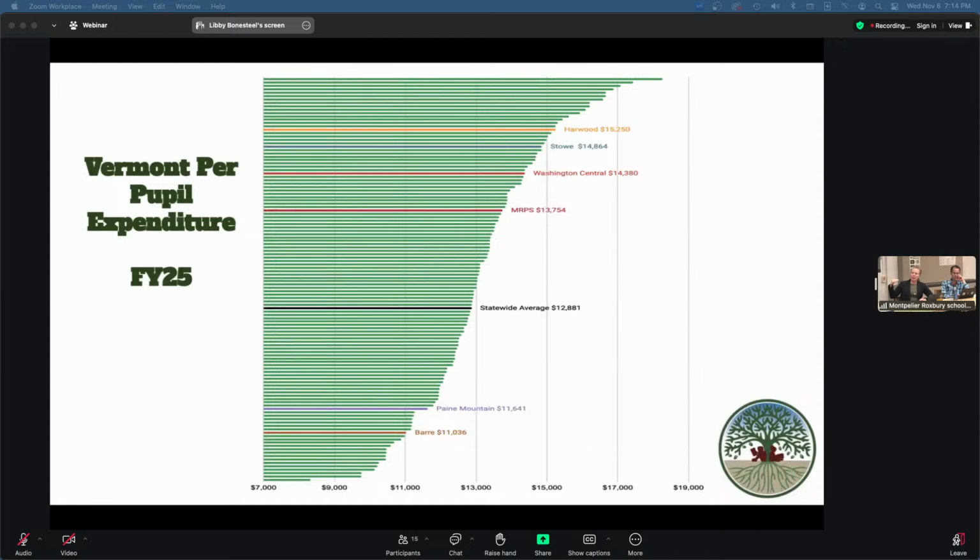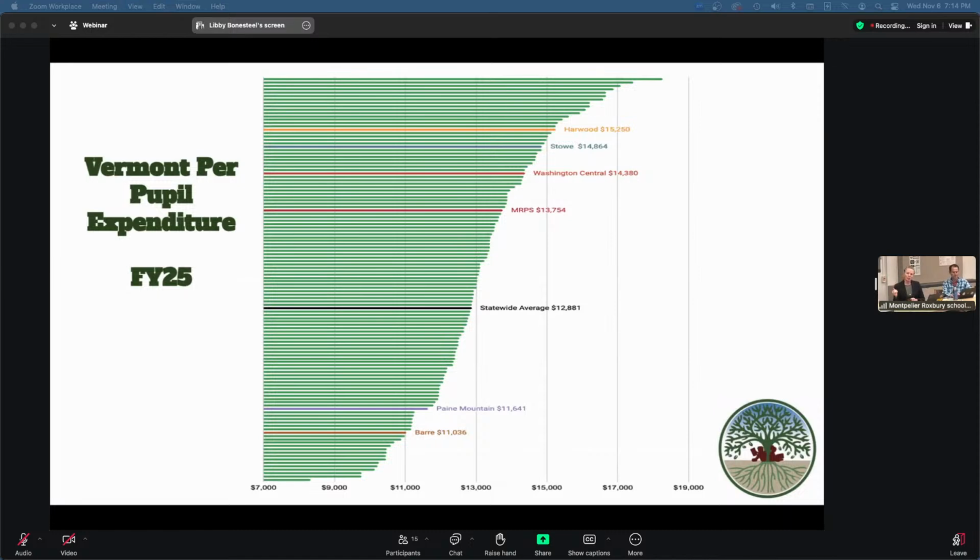And then the next line down is Washington Central. They're at 14,380 per pupil expenditure. And then that next line down is us, Montpelier-Roxbury. We're at 13,754 per pupil. The black line down below the middle there is the statewide average. The statewide average is 12,881.